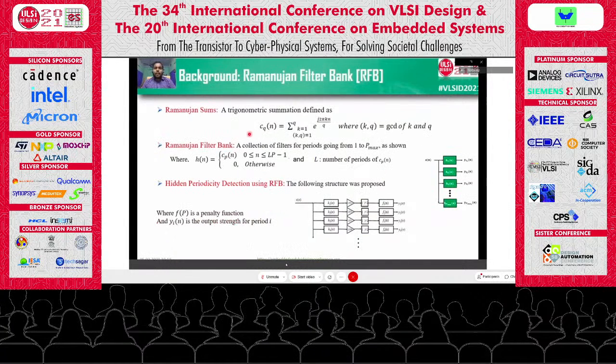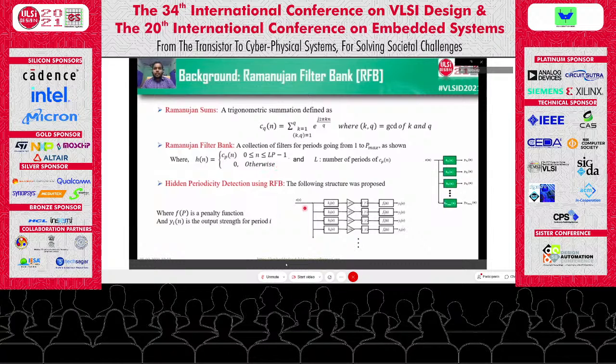Now, we take a very brief look at what the Ramanujan filter bank is. The Ramanujan sum is a trigonometric summation defined by Srinivasa Ramanujan, as the summation of e^(j2πkn/q) for k equals 1 to q, where k and q are co-prime integers. The RFB was a compact approximated representation of the use of Ramanujan nested periodic dictionaries to solve the periodicity detection problem, represented by a group of filters from 1 to Pmax, Pmax being the maximum period which can be detected, with each filter having the impulse response h_p[n]. Here, L is the number of periods of c_p[n].